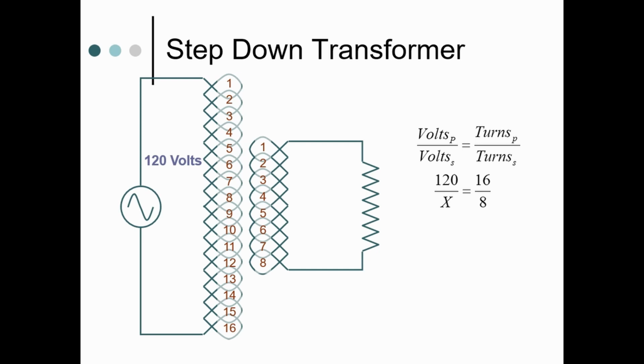Next, we substitute the numbers for the variable names, solve for x, and when we do the math, we find the new voltage is 60 volts, exactly half the input voltage. I won't bother providing an amperage example. Hopefully it is obvious that if voltage decreases by a factor of 2, amperage will increase by the same amount.